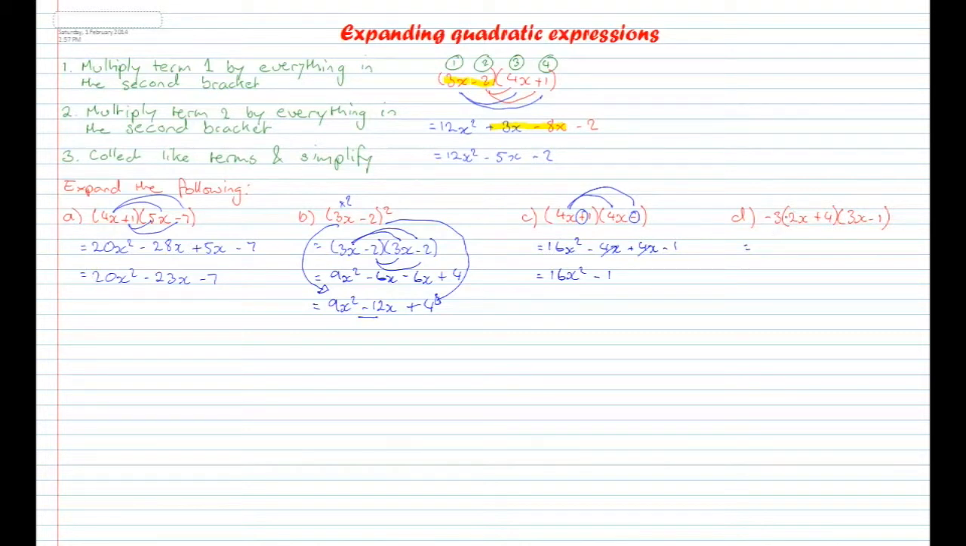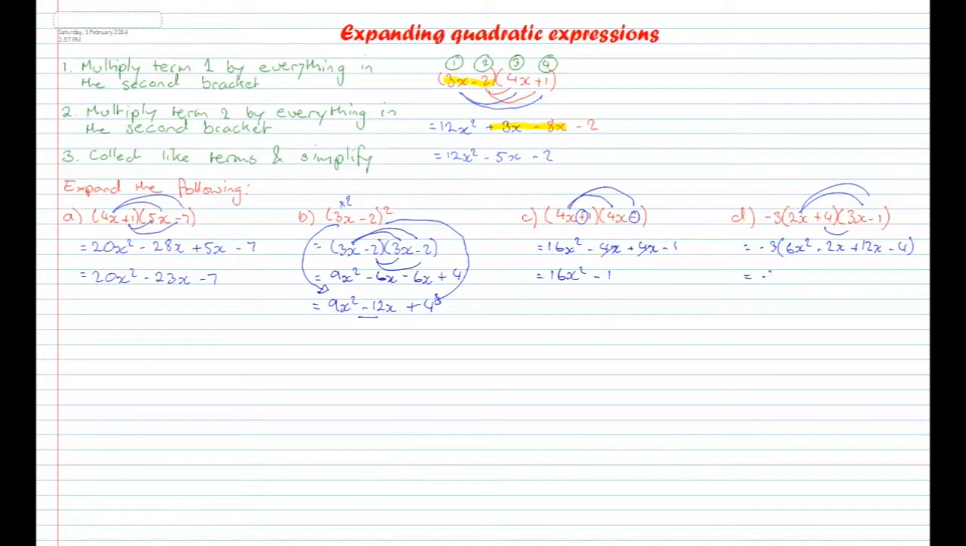For this one here, you can see you've got a number at the front, but what we'll do is we'll expand the brackets first. So you get 2x times 3x. So we'll write negative 3 just out the front, just as usual. 2x times 3x is 6x squared. 2x times negative 1 is minus 2x. 4x times 3x is 12x. And 4 times negative 1 is negative 4.